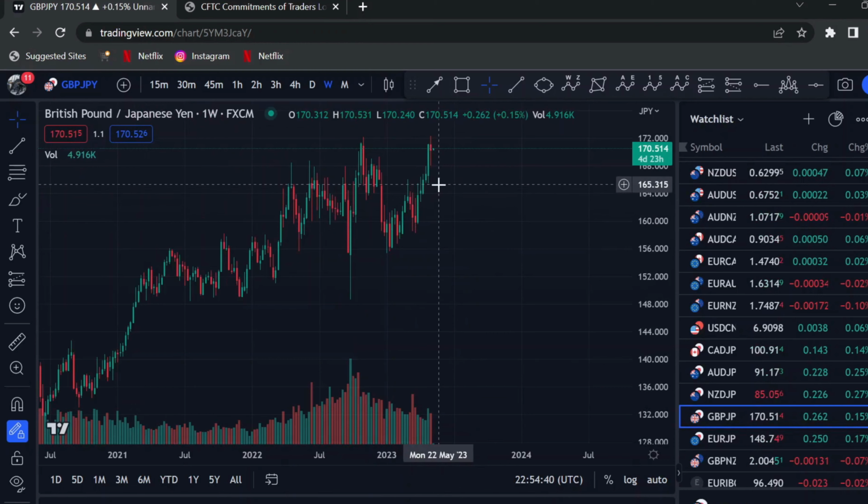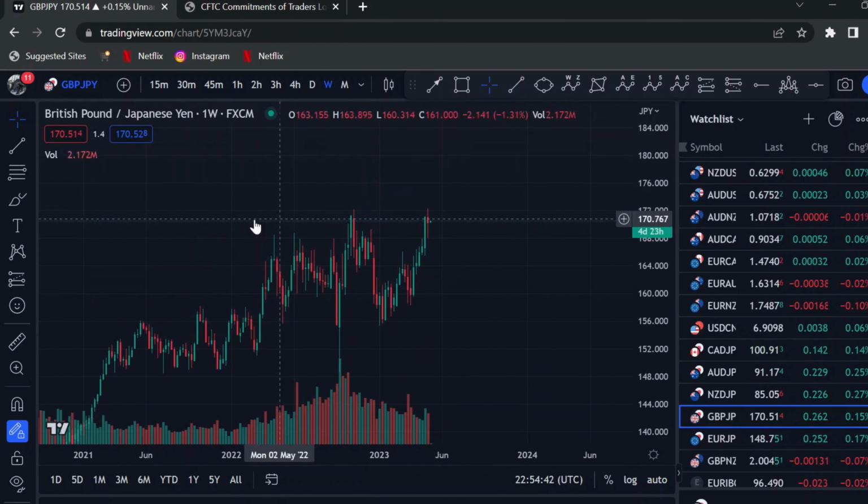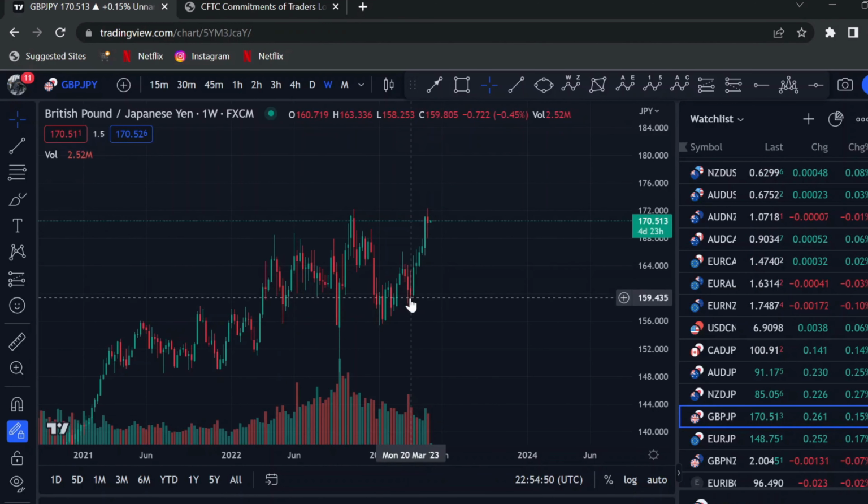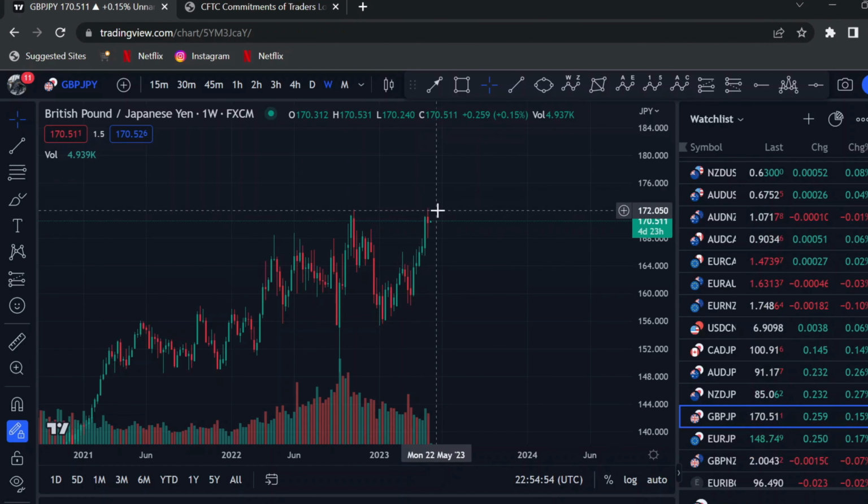So for the pound dollar, there is an uptrend here that is accompanied by a shift in sentiment in the COT. So any breakout above 172 will be a confirmation for that uptrend.